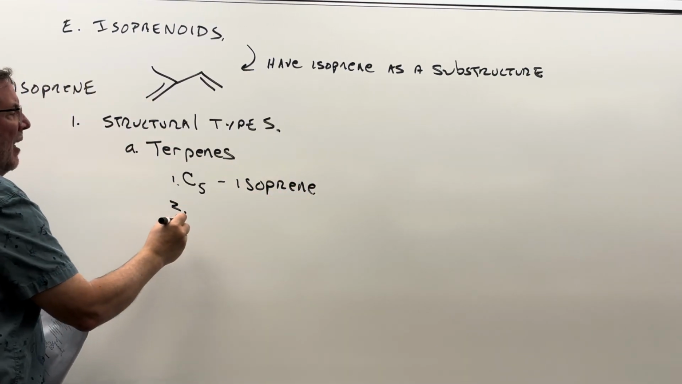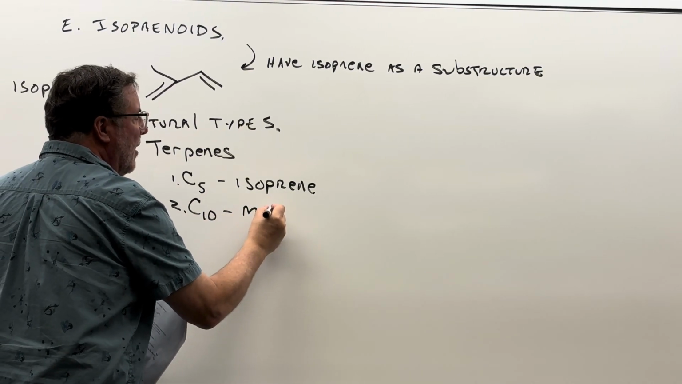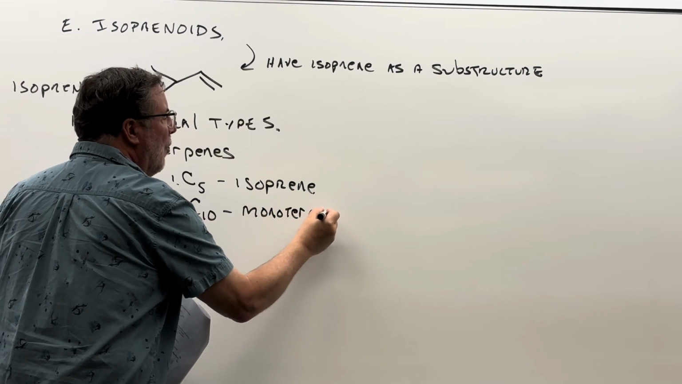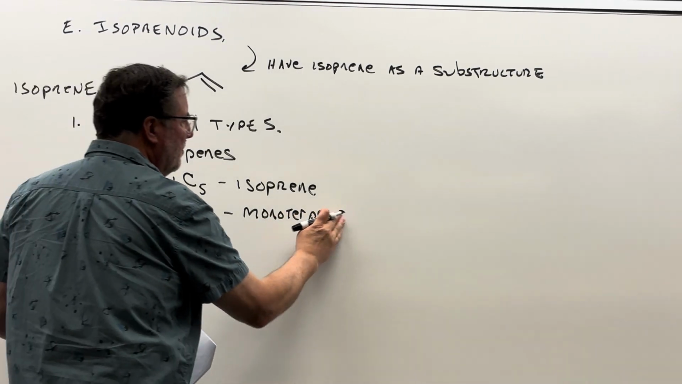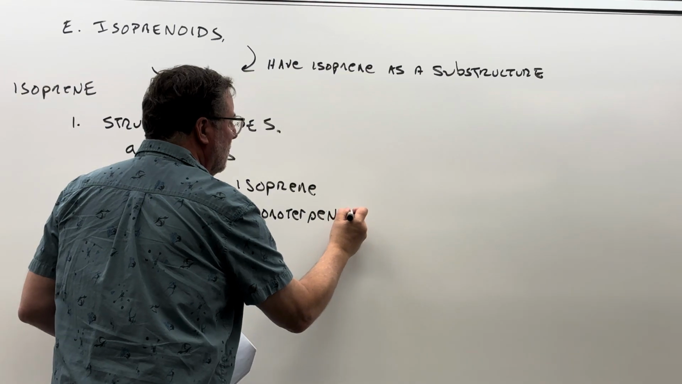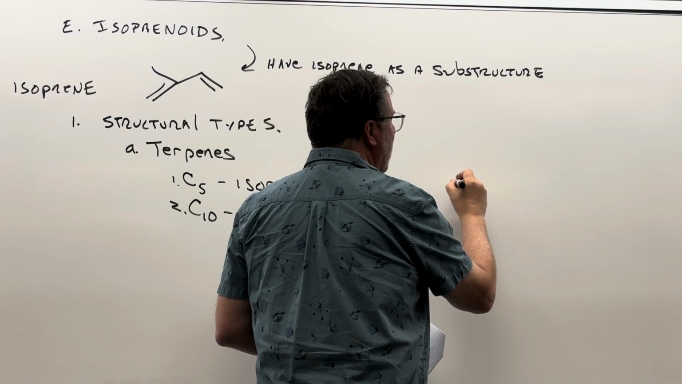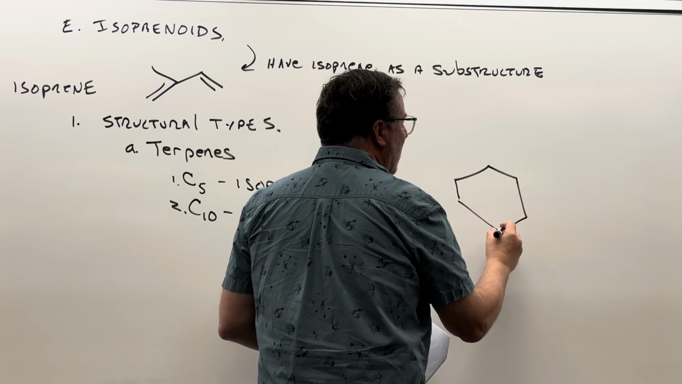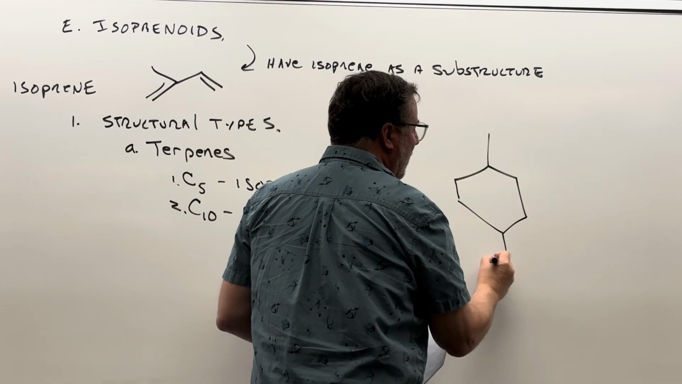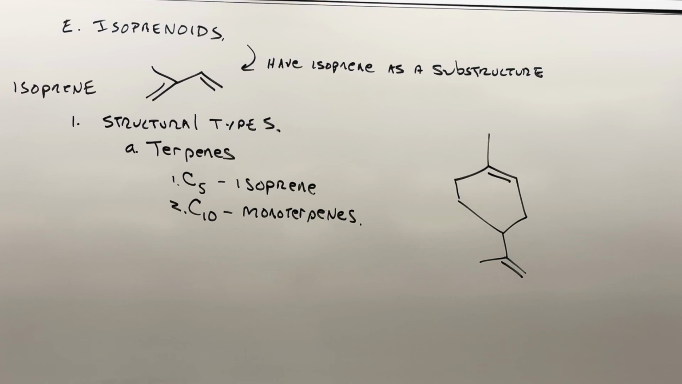But then we can get more complexity. C10, which are known as the monoterpenes. And I'll draw a couple of structures here, and I'll show you some pictures later. So an example of a monoterpene might be this. I'll give you this example because let me show you this one here first. That molecule right there is limonene, is the name of that molecule.